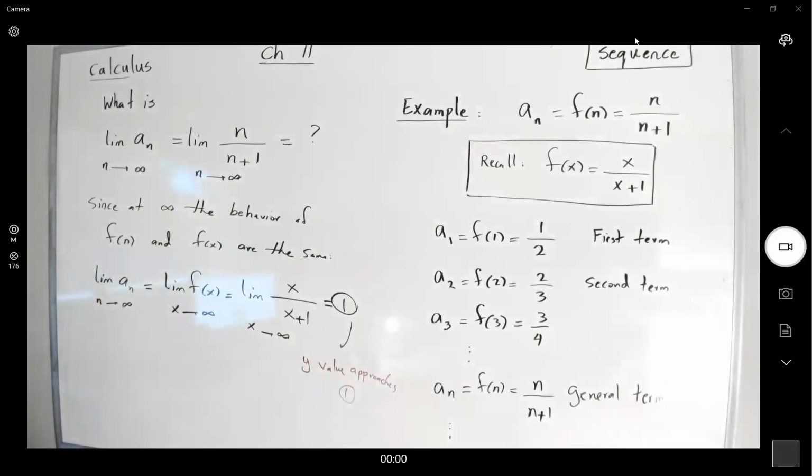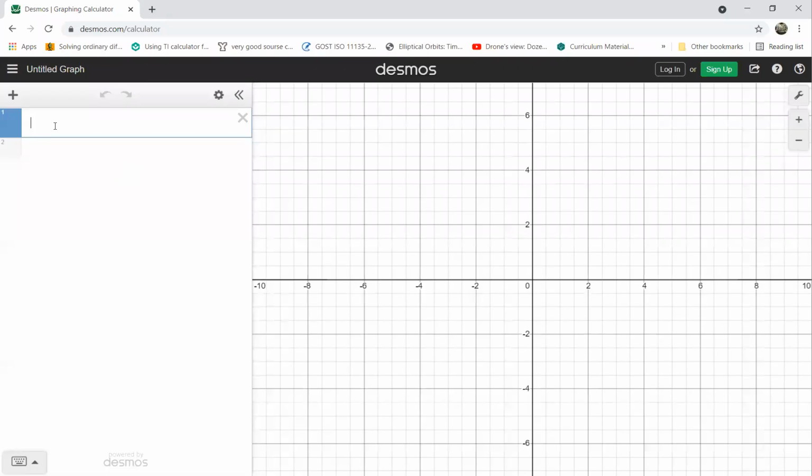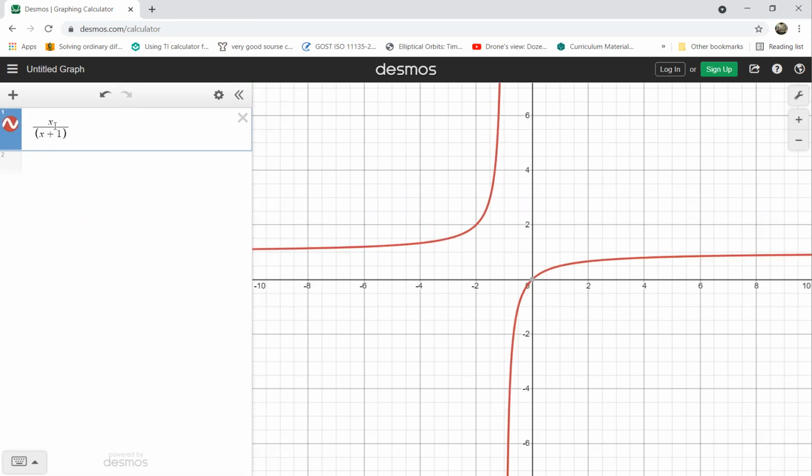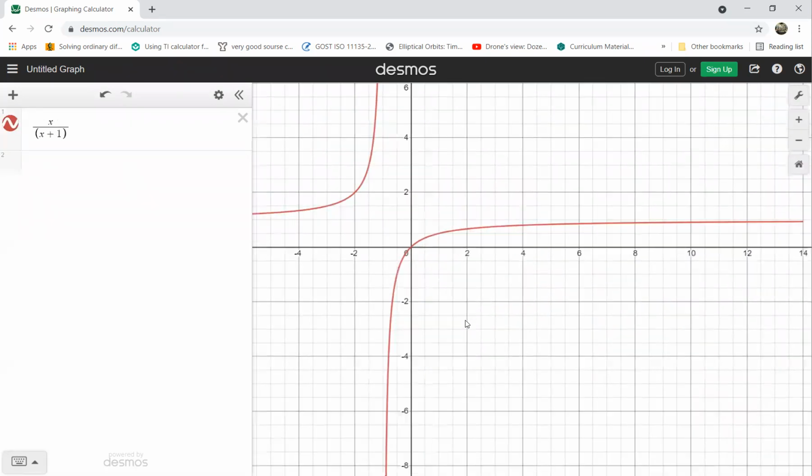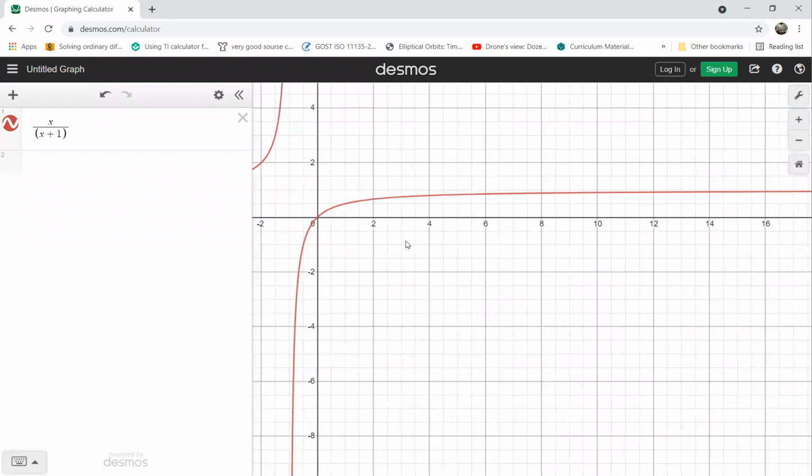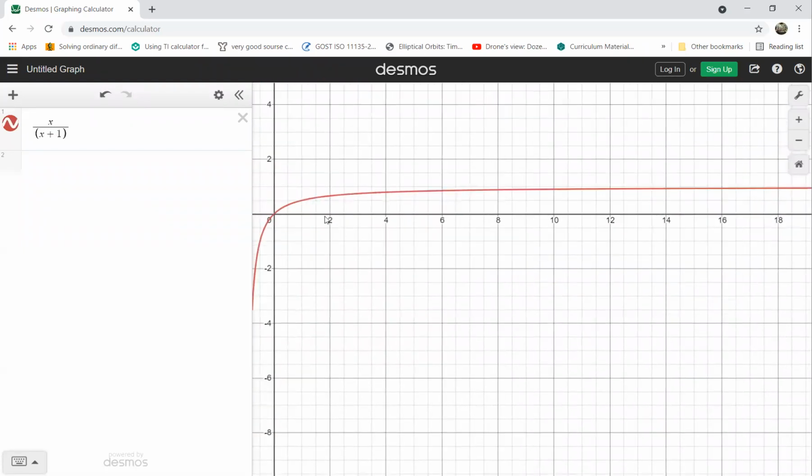Let us take a look at the graph using Desmos. You have x divided by x plus 1. And since when it comes to a sequence, we are only working with positive numbers, natural numbers, we consider the right-hand side, and it's not going to be continuous.